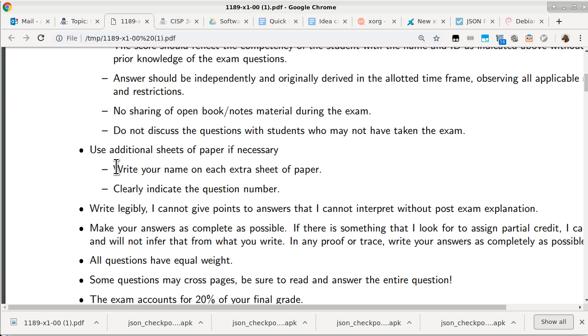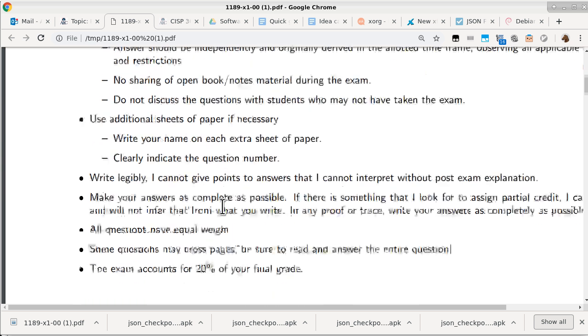And on any sheet of additional paper, make sure your name is on it, and also the number of the question, because I don't want to look at a loose piece of paper with some numbers and wonder whose answer this is to what question. I will also bring a stapler, and I think a stapler is already here, so we can use that stapler to put everything together.